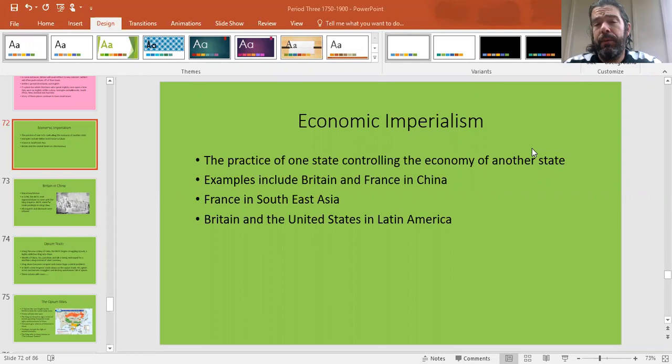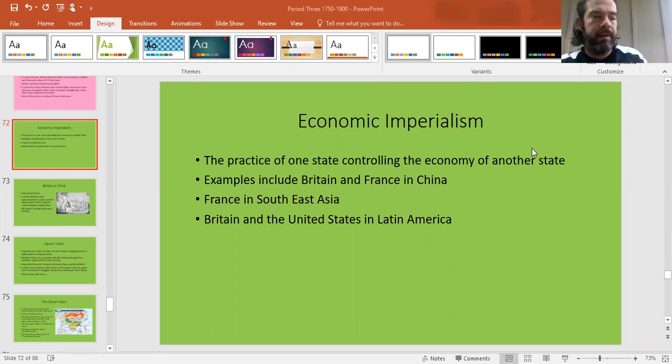So we've been talking about imperialism, and the type of imperialism we've talked about up to this point I would describe as political imperialism, where one state, be it Britain, the United States, France, Germany, Russia or Japan, conquers other regions. We talked about how the British are going to conquer parts of Africa, South Africa, and Egypt. They're going to colonize Australia and New Zealand. That's what I would describe as political imperialism.